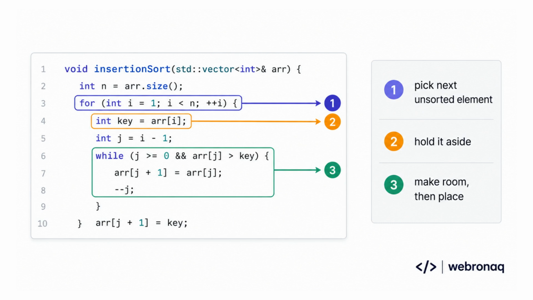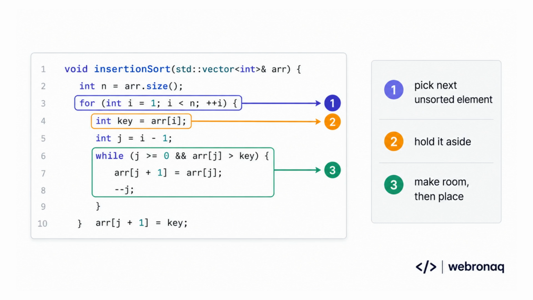Alright, now let's see those same ideas in actual code. Here's a clean insertion sort written in C++. The outer for loop starts at index 1 and walks to the end. That is our pick the next unsorted card step from earlier. Inside, we save the current element into a variable called key. That is us holding the card aside. Then the inner while loop looks left and shifts any element that is greater than key, one position to the right, exactly the make room motion we traced by hand.